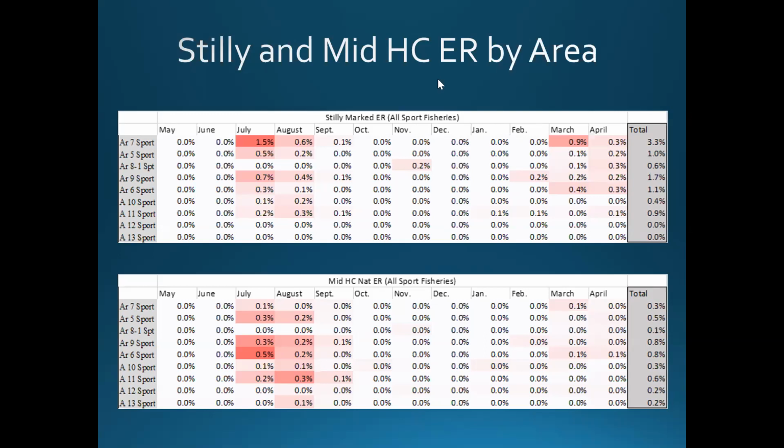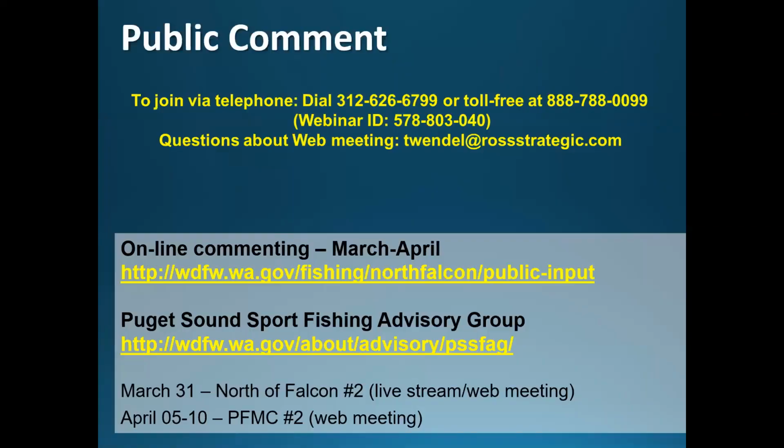A couple other comments or questions maybe. The mid-canal Chinook, are those strays of the Skokomish, or are those truly wild fish?